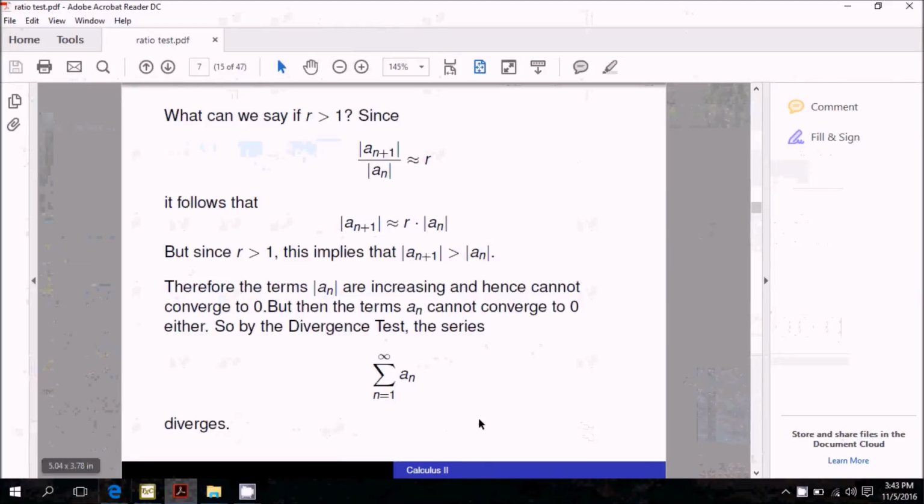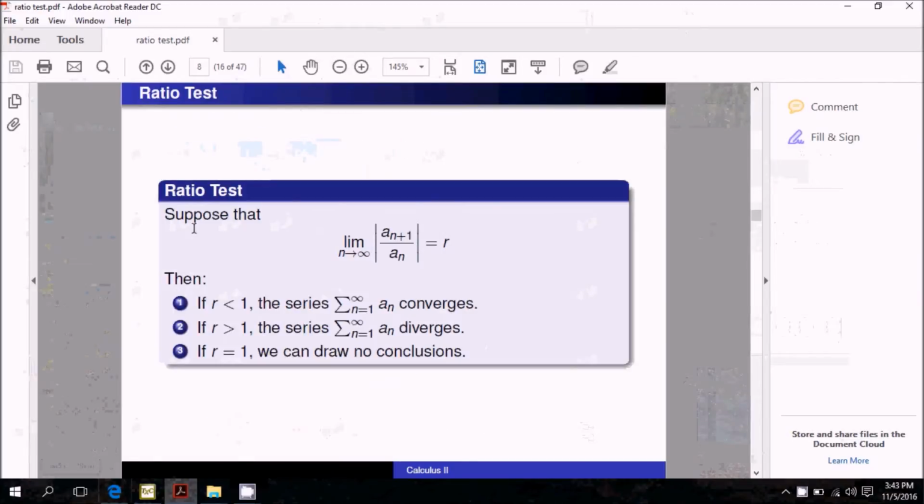Okay, so here's a summary of what we've learned. This is called the ratio test. We look at the limit of the absolute values of these ratios of the n plus 1 term over the n term and call that limit r. If r is less than 1, then this series without absolute values converges. If r is bigger than 1, then this series without absolute values diverges. And we didn't talk about this, but it is important that if r is equal to 1, then we cannot draw any conclusions from the ratio test.